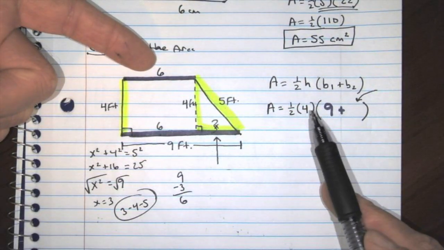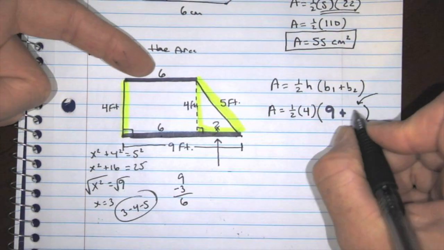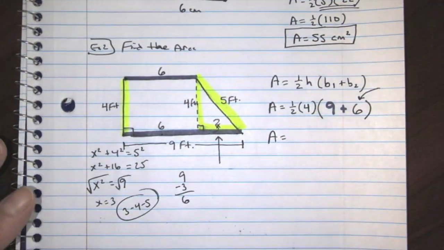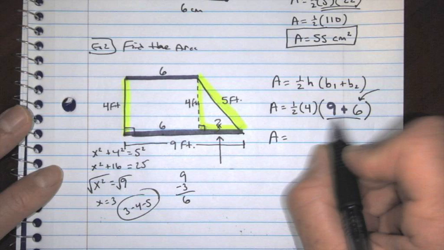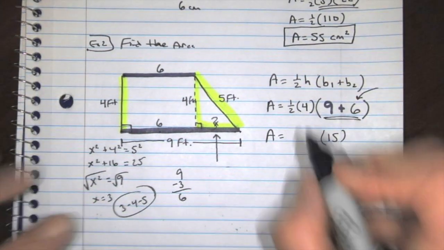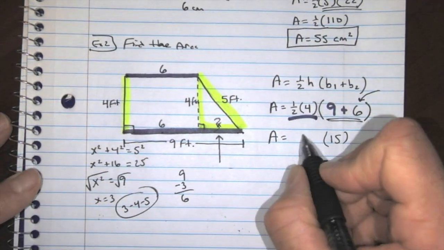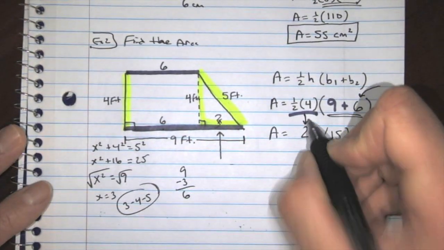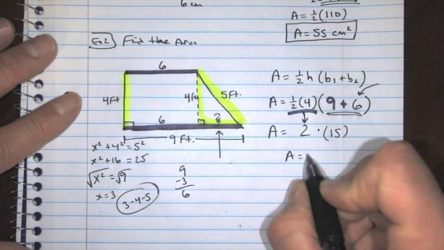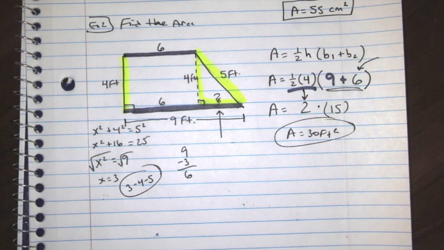So we've got 1/2 the height, 4, parentheses 9, the bottom base, plus 6, the top base. You can go kind of fast here. 9 plus 6 is 15, and you can do the multiplication with the 1/2 immediately. If it's right next to an even number, I can just cut that in half. 1/2 of 4 is 2, and 9 plus 6 is 15. 2 times 15 is 30. 30 feet squared. Not bad.